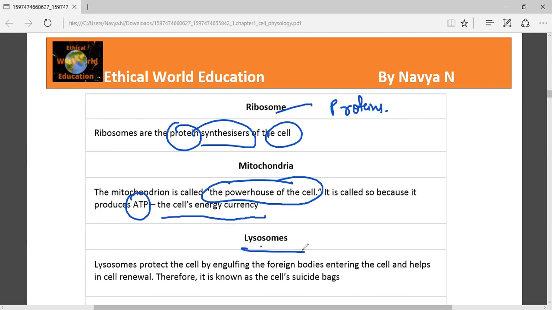And we have a lysosome. This lysosome protects the cell. How? By engulfing the foreign bodies that enter the cell, and it also helps in cell renewal. Therefore, this is also known as the cell suicide bag.